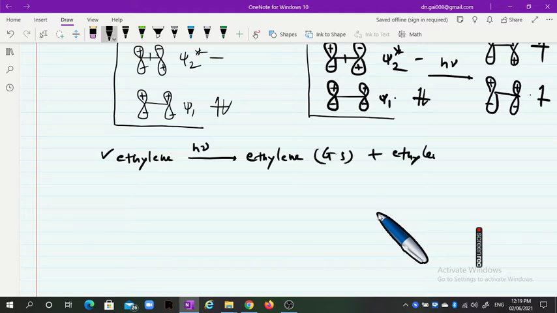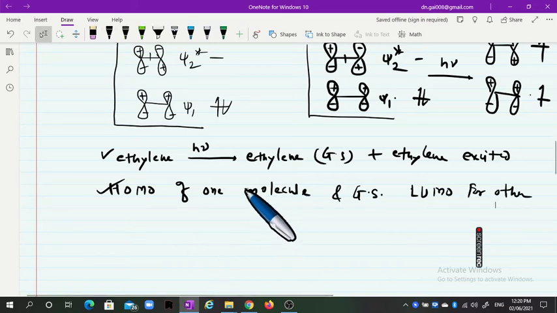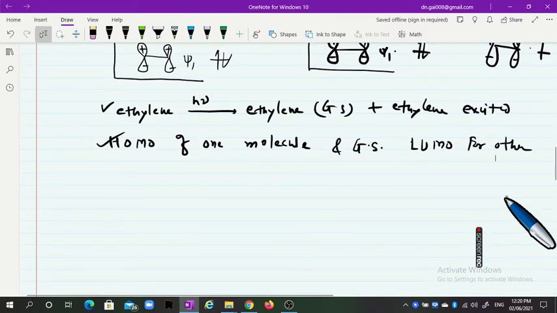and some of the ethylene molecules get excited. Therefore, in a photochemical reaction, we consider the HOMO of one molecule and the ground state LUMO of the other molecule.